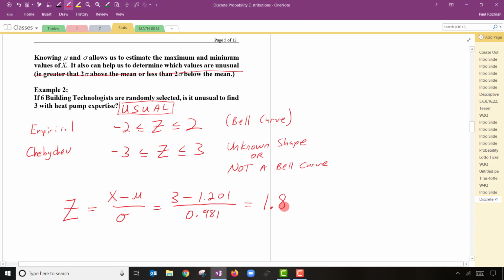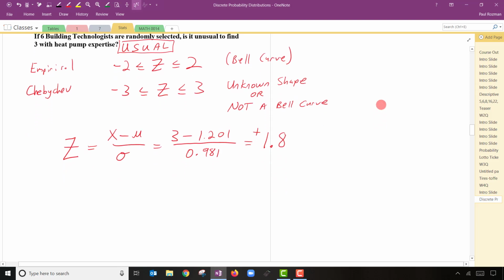So an outcome of 3 is 1.8 standard deviations above the mean. It's positive. So it's not unusual by either criteria. It's within 2 if it were a bell curve, and it's certainly within 3 because in this case we know it's not a bell curve. So I would say our conclusion here is no. An outcome of 3 is not unusual.